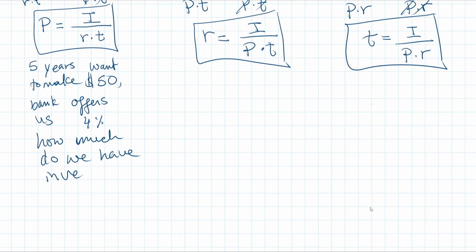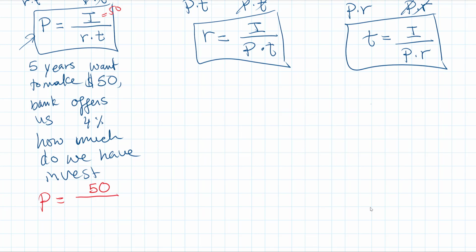Right? In that case, we're looking for P. P is our principal. It's the money we invest. So in that case, let's do this in a different color. P equals, okay, so we want to make $50. That's our interest here. So I equals 50.